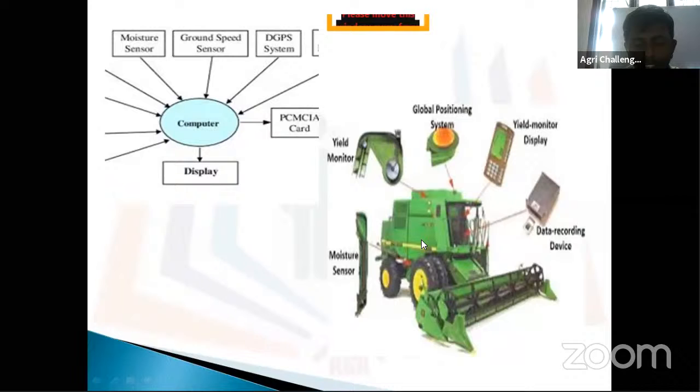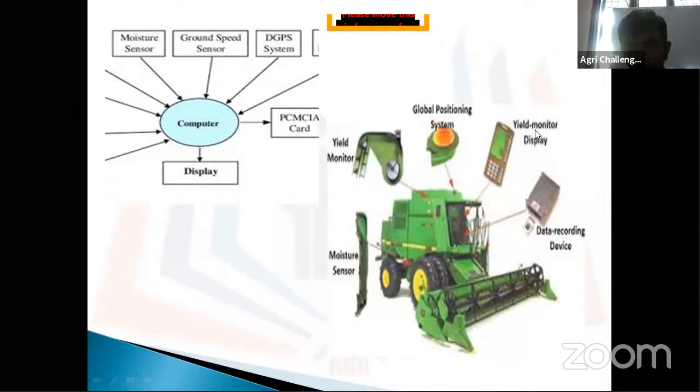This is equipment that is part of variable rate technology. This is a harvester enabled with GPS, yield monitoring tools, and a yield monitor display. This is very sophisticated and also very costly yield monitoring equipment. If your paddy is on one hectare and you harvest with this combine harvester, it will tell you how much yield each particular square meter area gave. Based on this you can easily find out the variation.